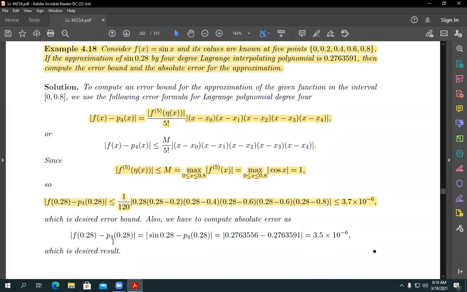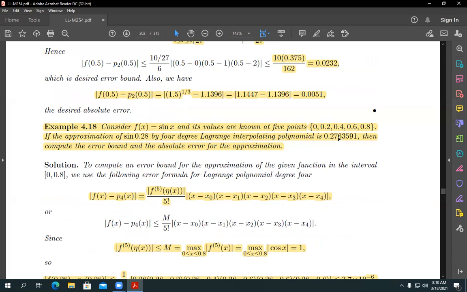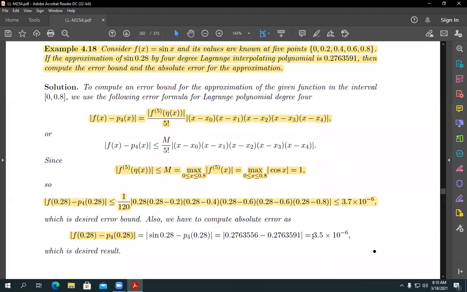And then the last part of the question: he said to find the absolute error. This is your exact value, which is sine 0.28. You can use a calculator. Generally, we use radians. Otherwise, if the teacher needs degrees, he will mention it in the question. And this is P4 at 0.28. The approximation is already given by the teacher, so there is no need to calculate it here. And this is the possible absolute error we have here. So as I told you, in the exam, if the teacher needs an approximation of the function, he must give you degree 1 or degree 2.